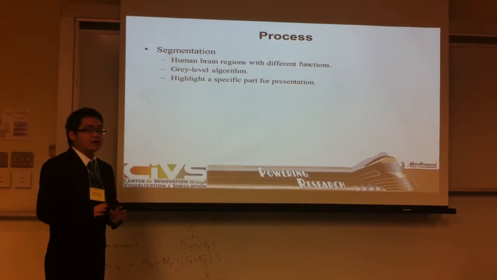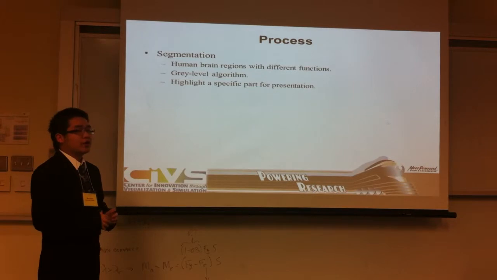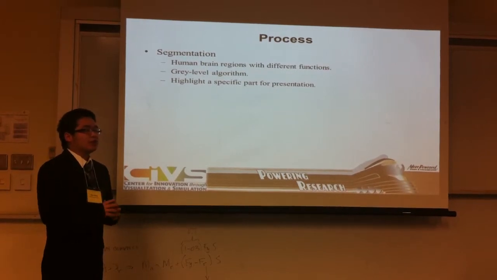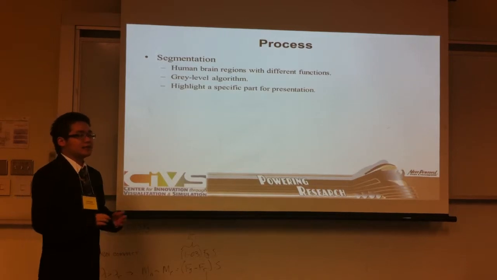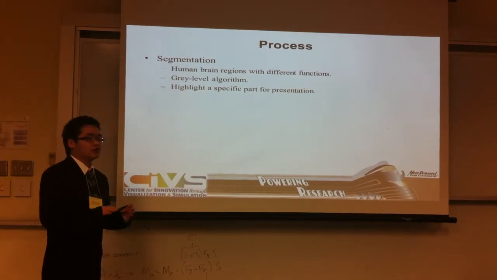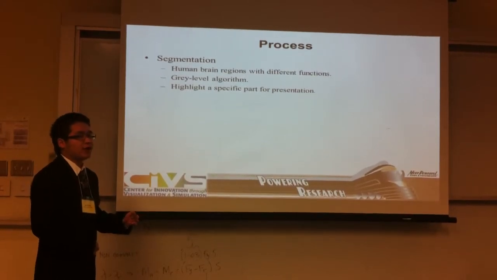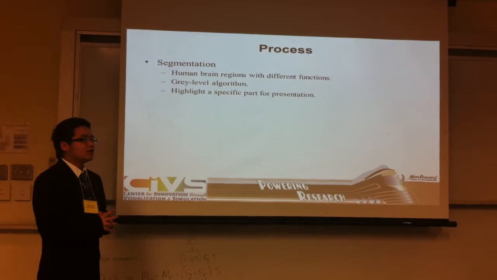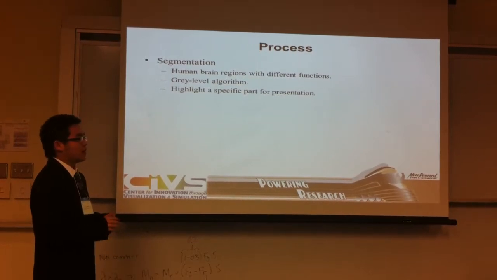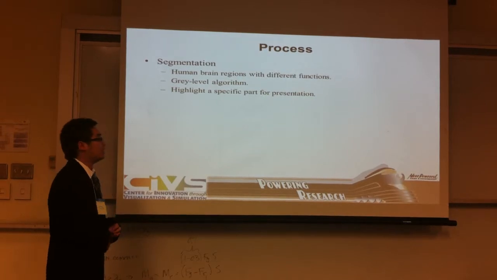In MRI imaging, each region has a grey level range, so we defined the grey level ranges for each region and scanned the MRI image again to extract a specific region of the human brain with a specific grey level range, so that we can highlight some parts of the human brain or even color all segments in different colors.